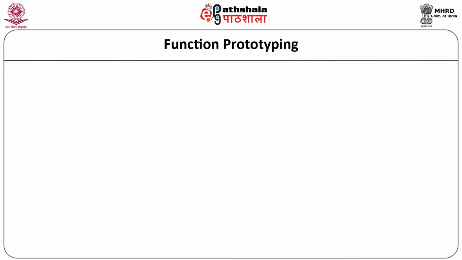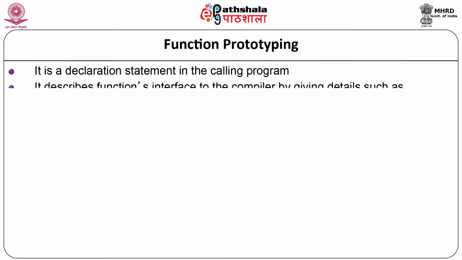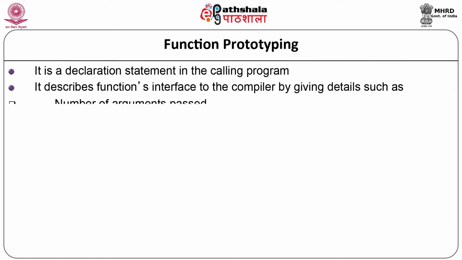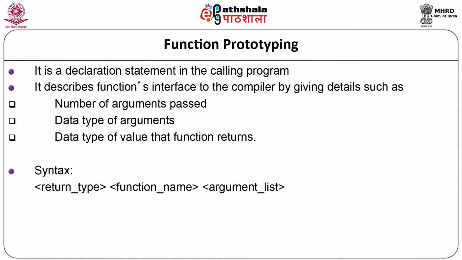Function prototyping is a declaration statement in the calling program which describes the function's interface to the compiler by giving details such as the number of arguments passed, the data type of arguments, and the data type of the value that the function returns. The syntax of function prototyping is as follows: return type, function name, and in brackets the argument list, where return type is the type of the data the function is expected to return to the calling function.